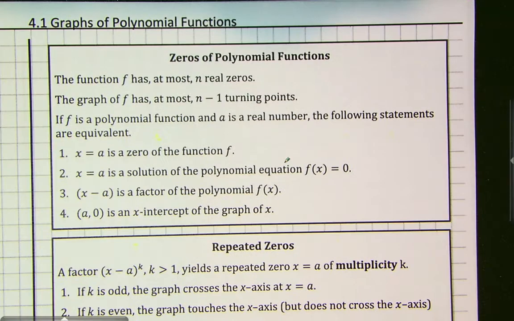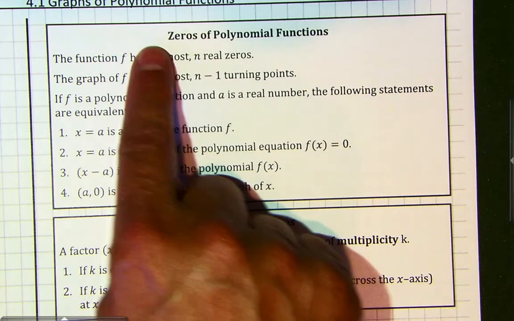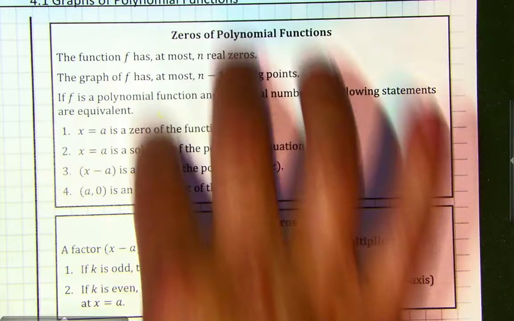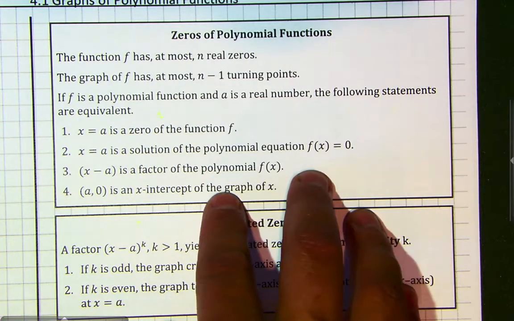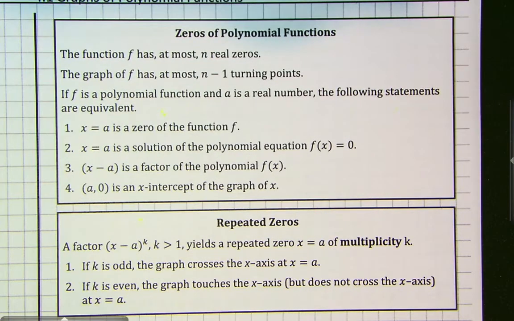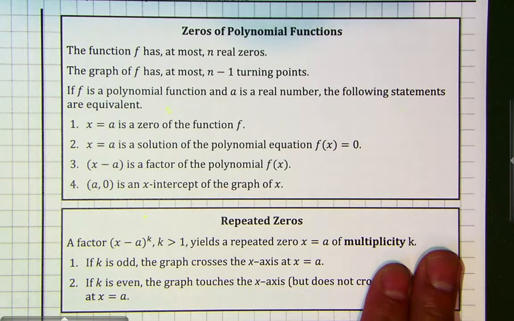So take the time to copy the callouts for the zeros of polynomial functions and repeated zeros. Read through them. This will be kind of covering what we did on example number 3. And we'll start once you are ready. Pause it and be sure to read through them.